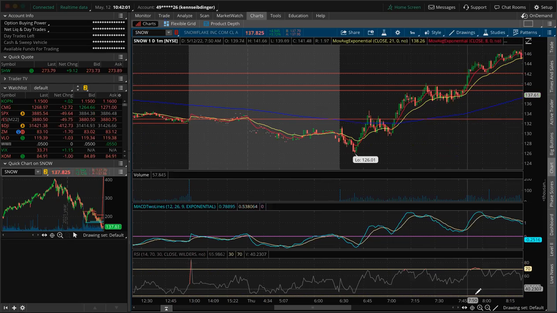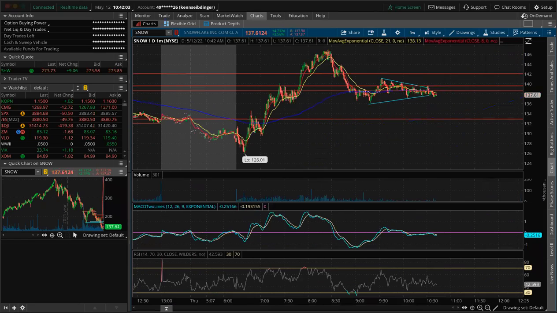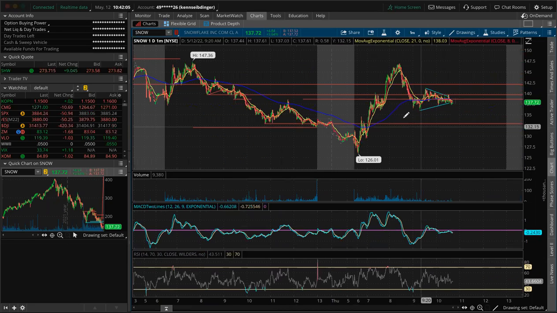So when I take a look here, let me back out a little bit. So I was trading the market. I was trading SNOW to the upside for a great part of the morning. Probably for the first 3 hours of the morning, I was day trading it to the upside. And then I started to see, and this is why it's important to do multiple time frame analysis.